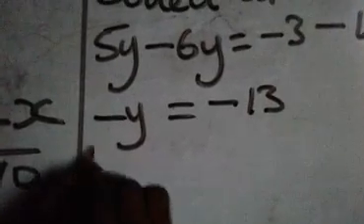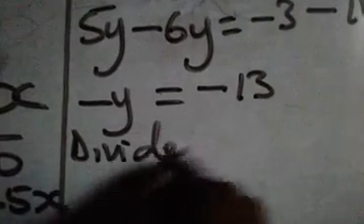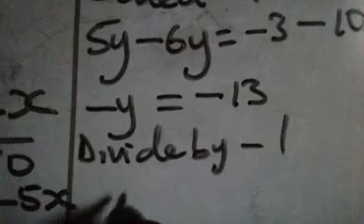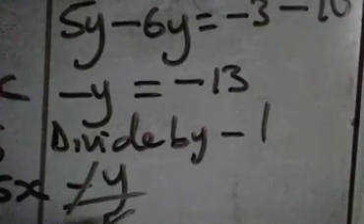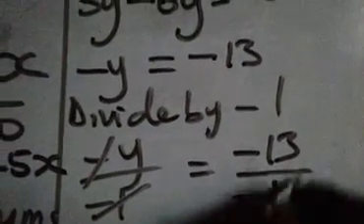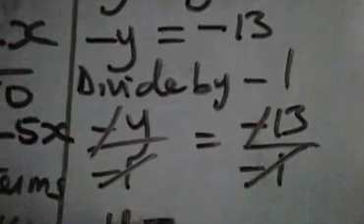Divide both sides by minus 1. So we have minus y over minus 1. This will cancel this, equals minus 13 over minus 1. This will cancel this. So our y equals 13. That's our final answer.